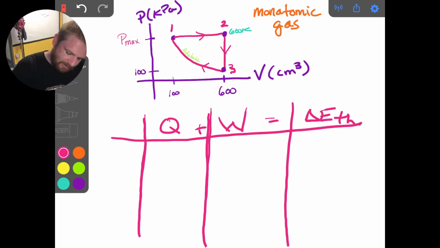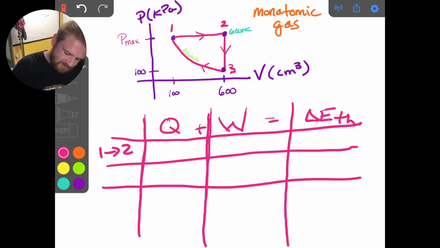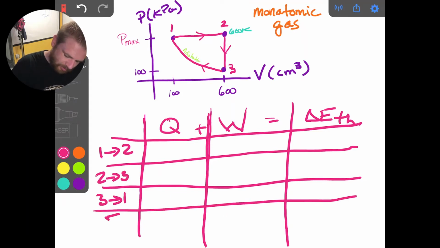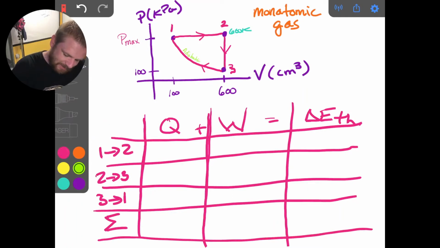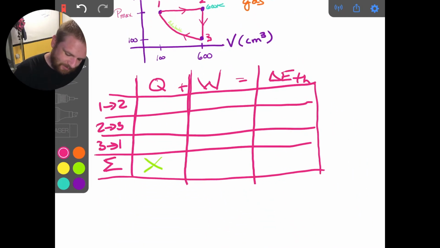And we're going to label our rows not for each state, but for each process. So the first row will be labeled 1 to 2. The second row will be labeled 2 to 3. We have 3 to 1. And the last row will be the sum of each of these quantities. It's my advice that you put an X in the sum of the Q's here, because it is not useful, and you can run into trouble when it comes time to calculate the efficiency if that value is there looking at you. So we'll just put an X in there.